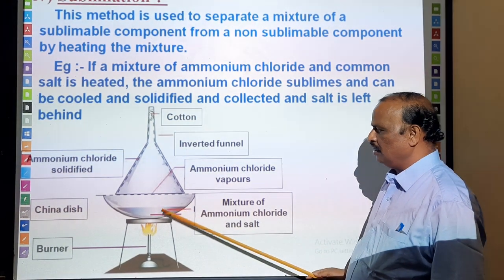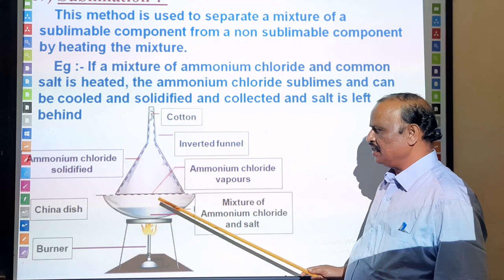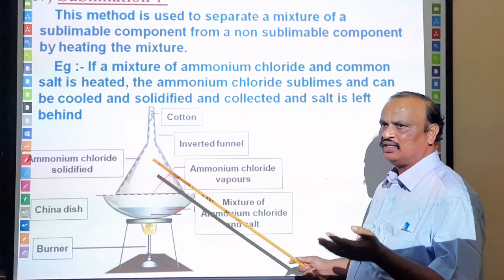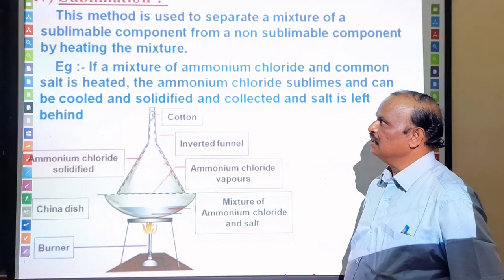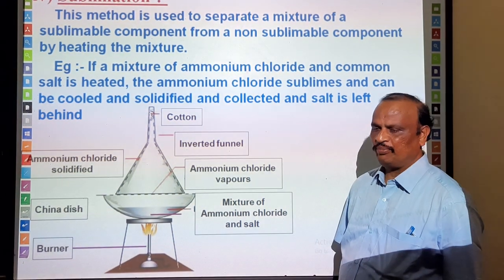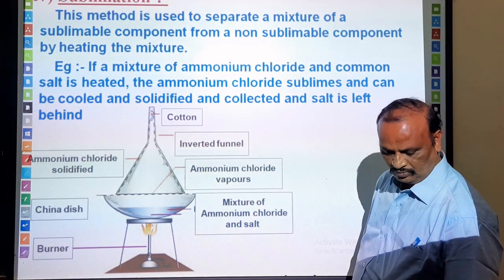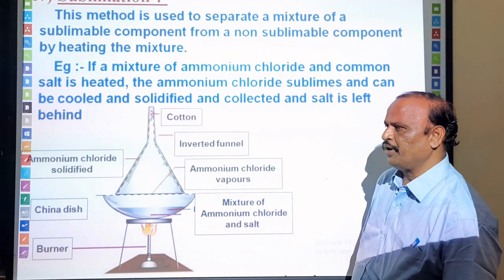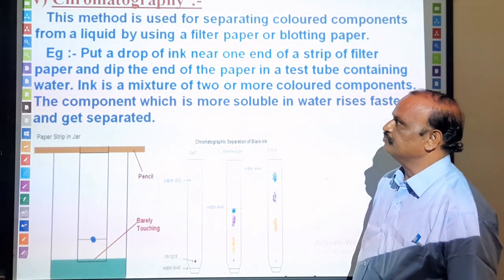So you can heat till all the ammonium chloride has undergone sublimation. After that, separate. Here the common salt remains, and this gas, keep it for cooling. Once again, it is going to solidify there. This is what we call sublimation. Sublimation is the process in which a sublimable substance gets separated from the non-sublimable substance.